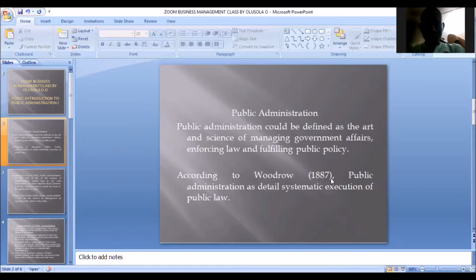Then, according to Woodrow Wilson in 1887, public administration is a detailed, systematic execution of public law. Yes, public law.